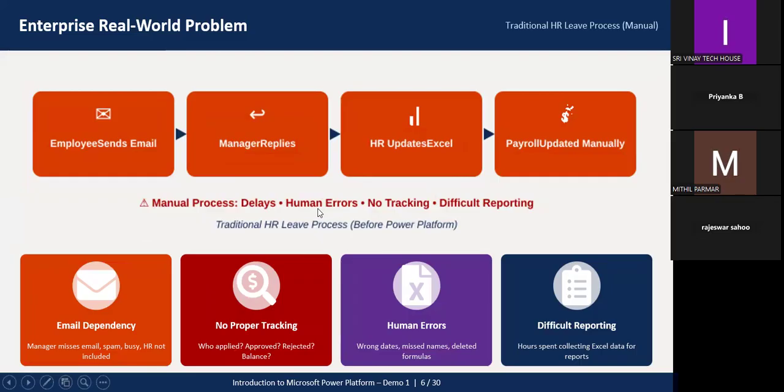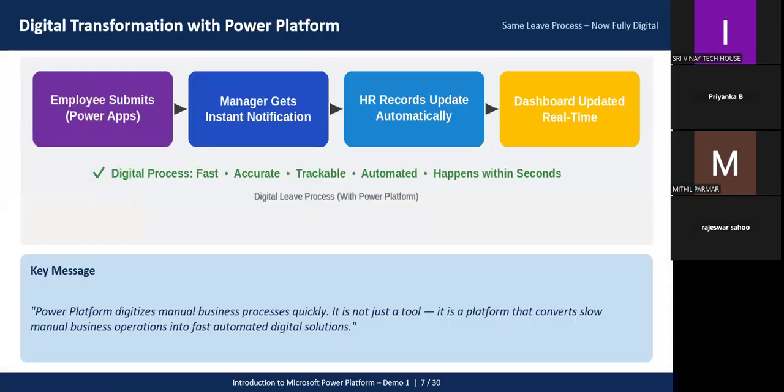Are you clear, guys? Yes. Okay, good. So this is digital transformation with Power Platform. Whenever we order a mobile, we use Amazon and Flipkart for the purchase. Similarly, in this leave process, at the organization level, organizations have started using Power Platform to mitigate the issues and automate the business processes.